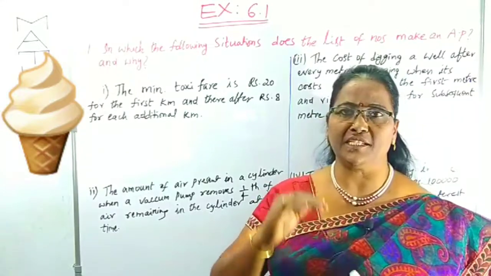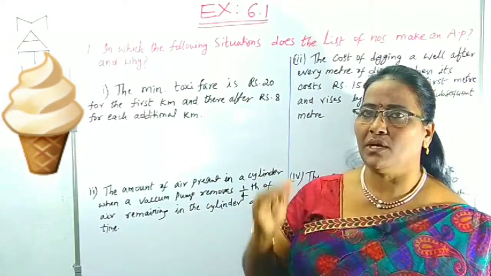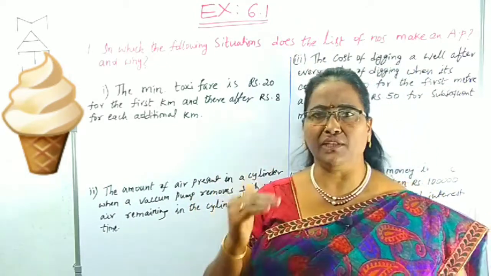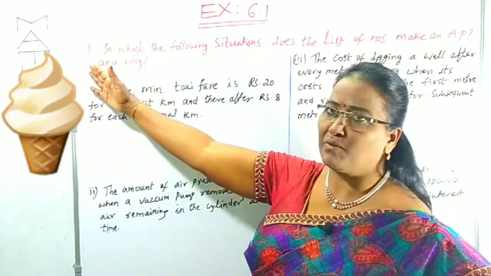I said to you this is chapter 6. That is, the first exercise is 6.1. What are the questions given in 6.1? One by one we'll discuss. So look at question number 1.